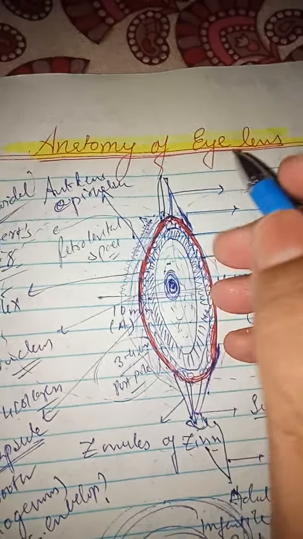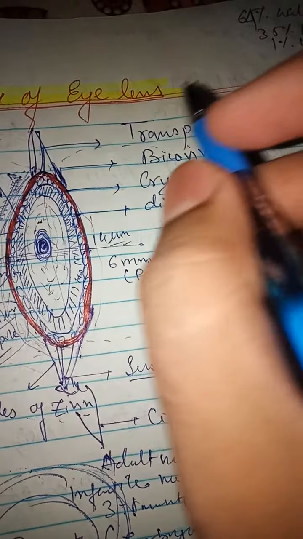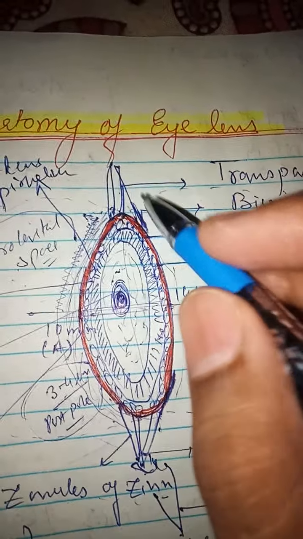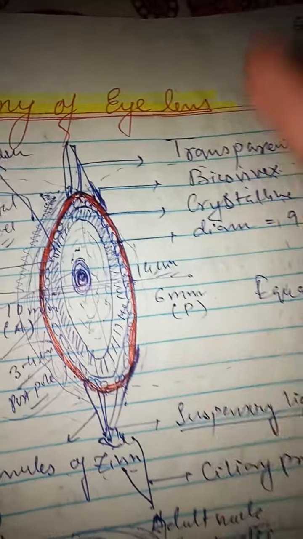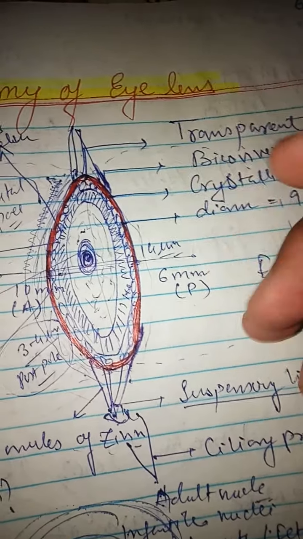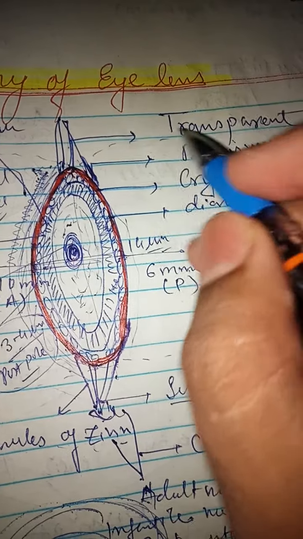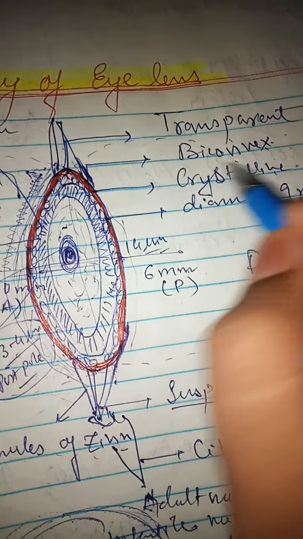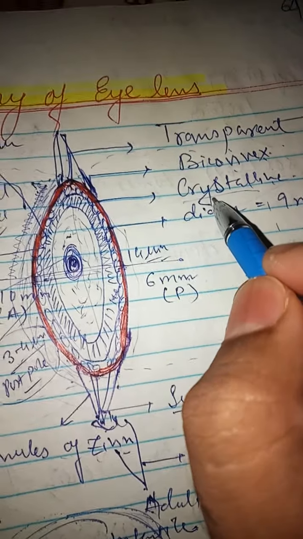Anatomy of the eye lens. Here we will discuss the detailed anatomy of the eye lens. Then in the next lecture we will talk about the physiology of the eye lens. It is a transparent biconvex crystalline structure.